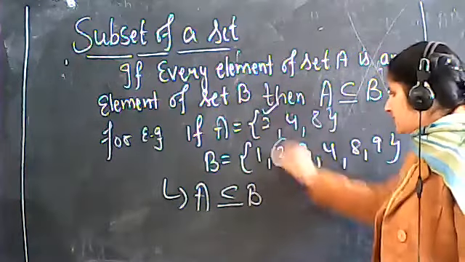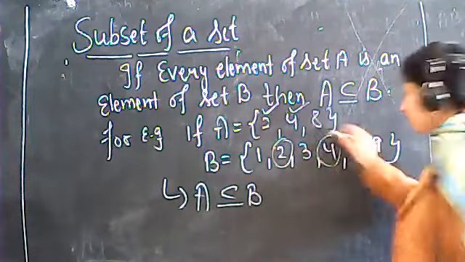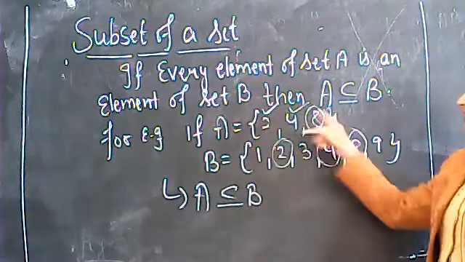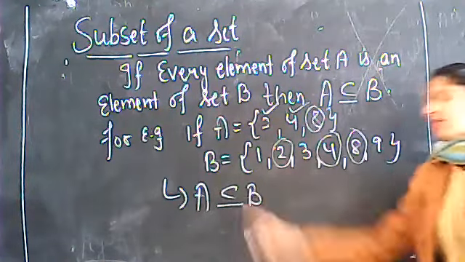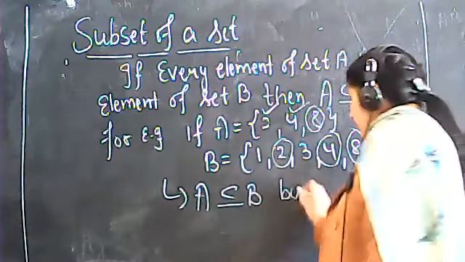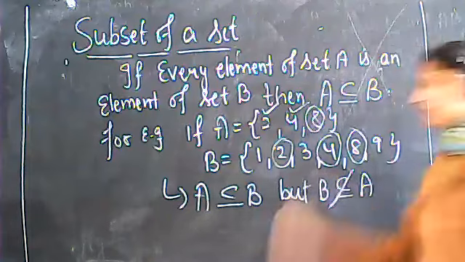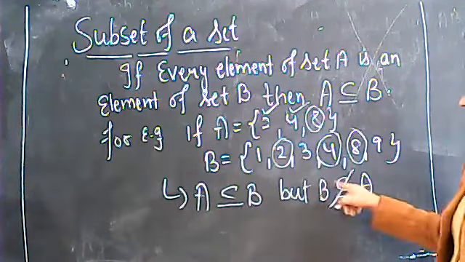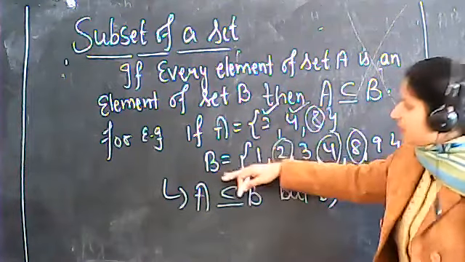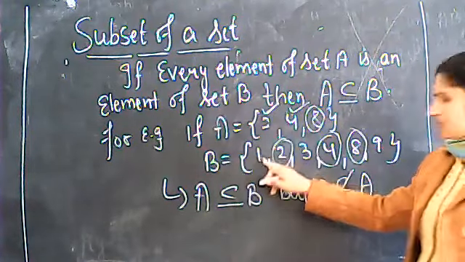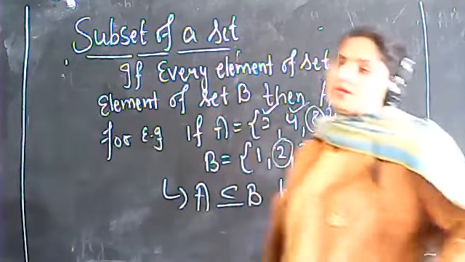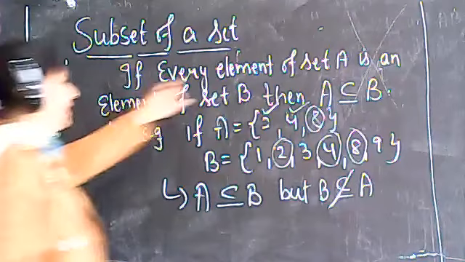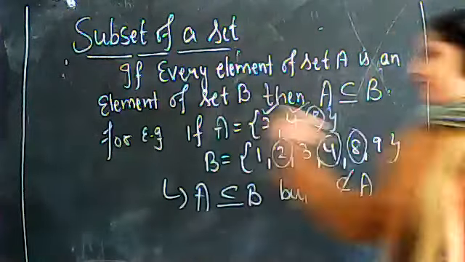First element is 2, this is present in set B. Next element is 4, again present in set B. And last element is 8, which is also present in set B. So every element of A is present in set B. So we can say A is a subset of B. But B is not a subset of A. If we take the same example, then we can conclude that B is not a subset of A, because every element of B is not present in A. For example, 1 is available in set B, but this element is not present in set A. So if every element of set A is also present in set B, only then we can say A is a subset of B. Is the definition clear to everyone?